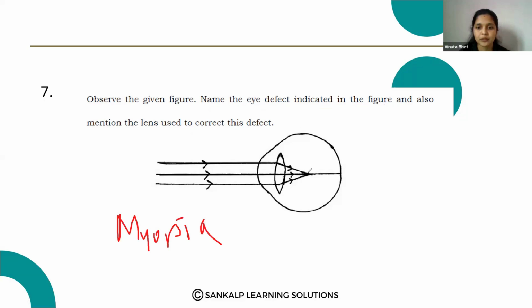So here you can observe the image is formed here, not on the retina, right? If the image is formed here, this is nothing but nearsightedness, also called myopia. And mention the lens used to correct this defect. Which type of lens is used here to correct myopia? Yes, anybody? Those who know the answer, just comment. Okay, that is the concave lens.